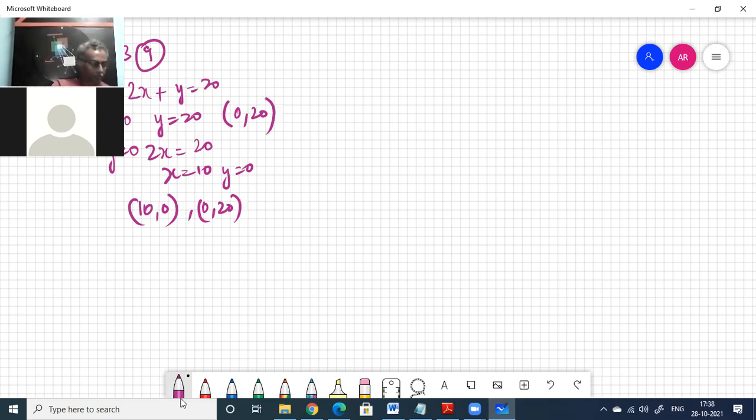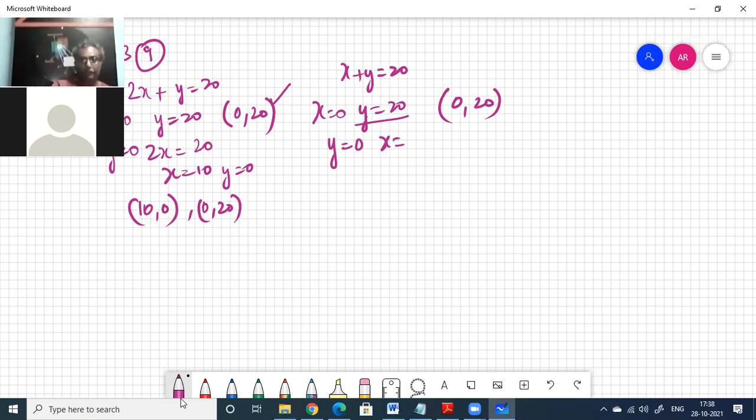Now go for x plus 2y equal to 20. Here put x equal to 0, then y equal to 20. So that means 0, 20. Again, the same point is coming, 0, 20. Then put y is equal to 0, then x equal to 20. So you get 20, 0. So 4 points, 1 point is repeated.